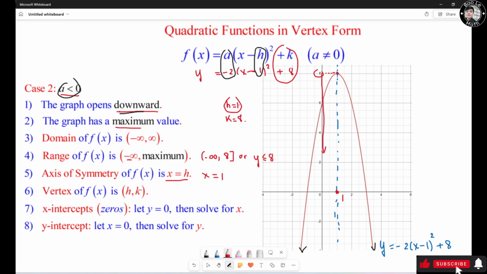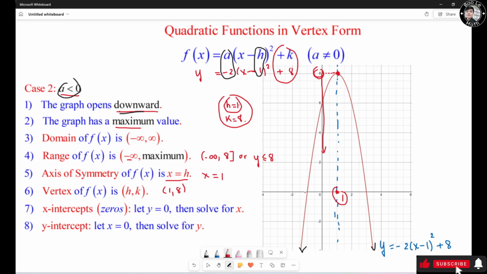Now, the vertex is (h, k). So this is the vertex, right? It's going to be 1 and 8, right? So 1 and 8 right here. h and k, 1 and 8, right? So it could be (1, 8).